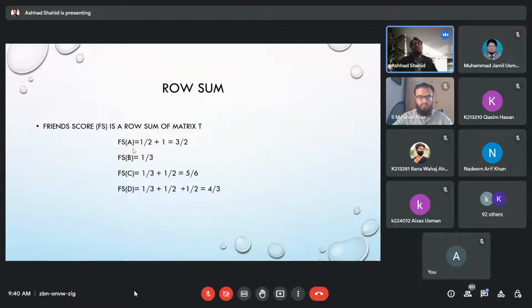So you can see here there is a weightage for being a friend. A is so friendly that it got 3 divided by 2. The fractions are showing you the results as raw sums, which you have studied in your linear algebra course also. That is describing the friend score here.